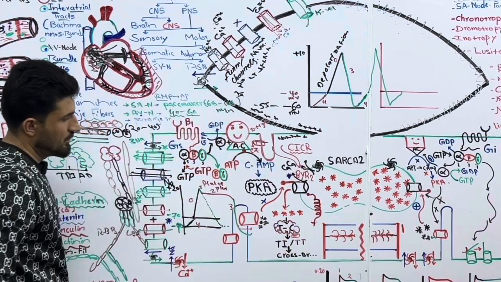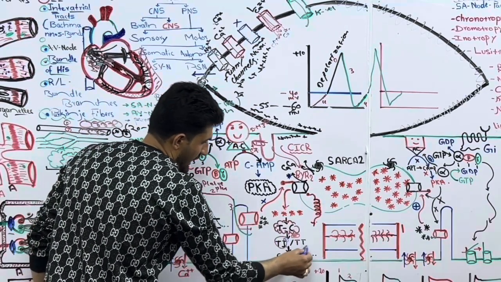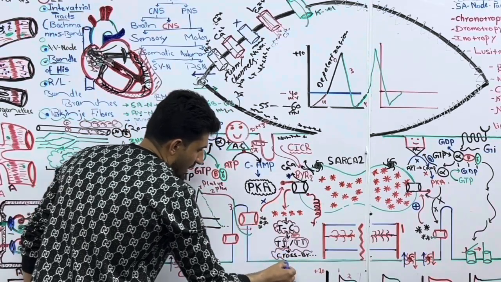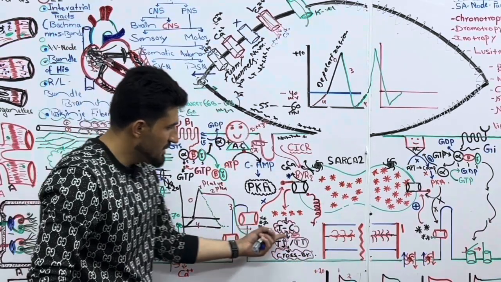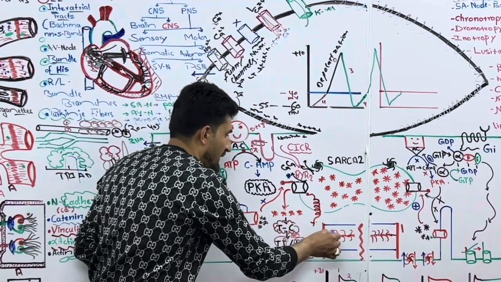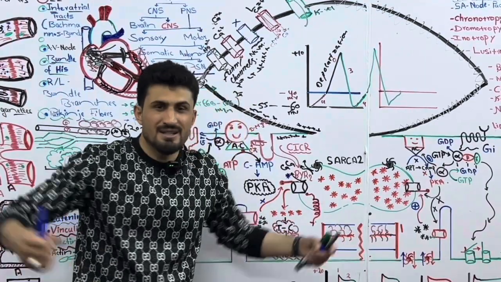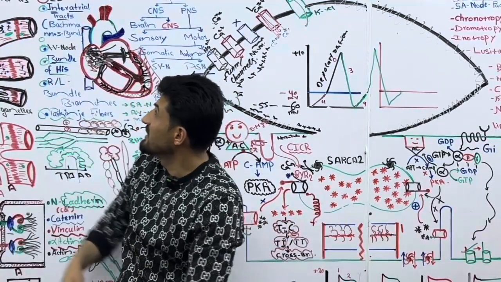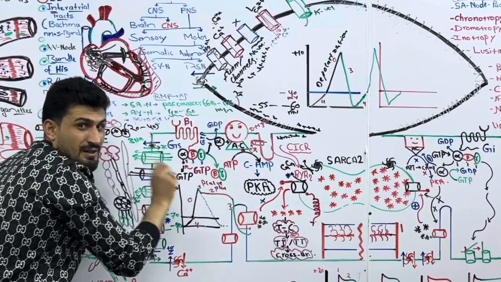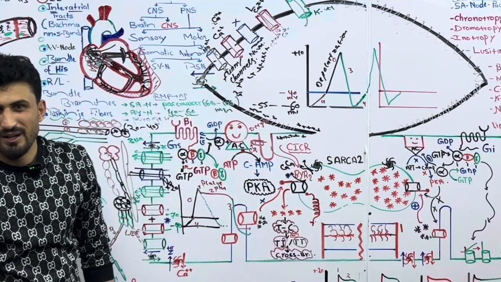Calcium joins troponin C, and then troponin C activates troponin I and troponin T. When we remove troponin T and troponin I with the help of troponin C, the thick filaments bind to the thin filament and cause contraction. That's why we call it excitation-contraction coupling. That is, excitation of a myocardial cell causes contraction of a myocardial cell.